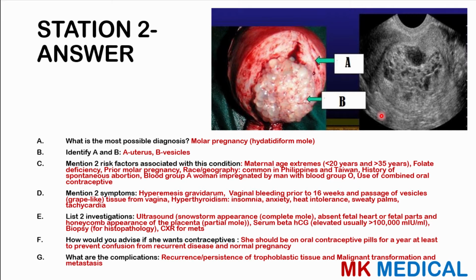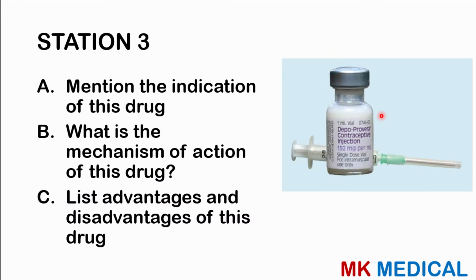Then, of course, complications include recurrence or persistence of trophoblastic tissue, as well as malignant transformation with metastasis to distant organs. Then station 3: mention the indication of this drug. What is the mechanism of action of this drug? List advantages and disadvantages of this drug. So here's a drug depicted on the right of your screen. You may pause the video if you so wish.